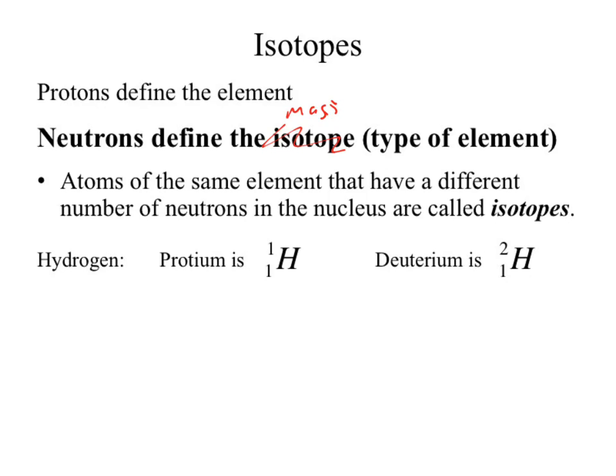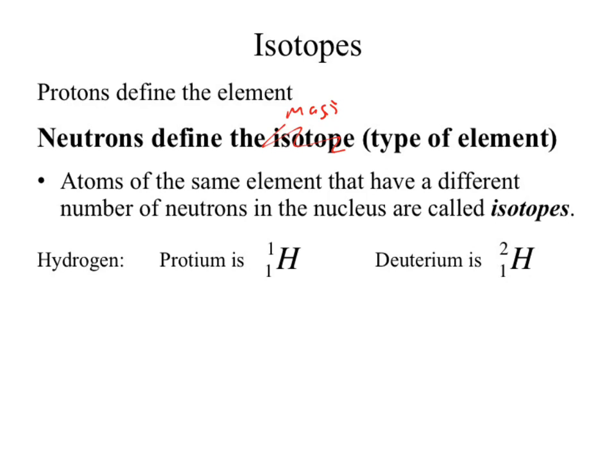What is the difference between these two? 1. I knew you were going to say that. Let's go a step beyond 1. 1 what? Don't tell me AMU. Neutron. We've added a neutron to go from hydrogen with an atomic mass of 1 to hydrogen with an atomic mass of 2. All we've done is added a neutron.